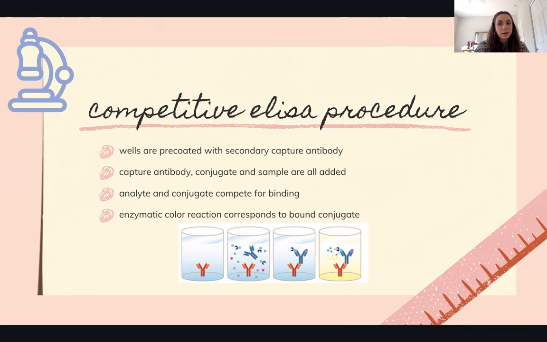Finally, for competitive ELISA, the wells are pre-coated with the secondary capture antibody, and then the capture antibody, conjugate, and sample are all added at the same time, and the analyte and conjugate compete for binding, and then there is a color reaction corresponding to whether that conjugate was bound or not.